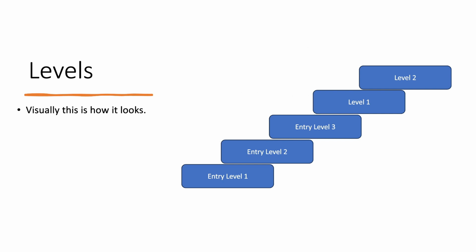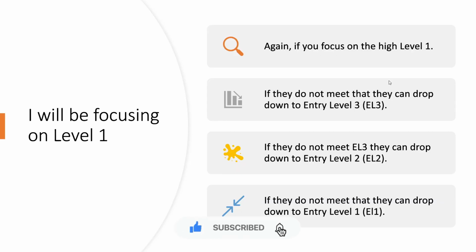Here we have a different visualization of what I just said. Again, entry level 1 is at the very bottom, entry level 2 is above that, entry level 3, level 1, and finally level 2. This is how it looks visually. I will be focusing on level 1, and if they do not meet the criteria, they can simply drop down to entry level 3. For using emails in this instance, the only thing they would miss out is, I believe, 2.6.